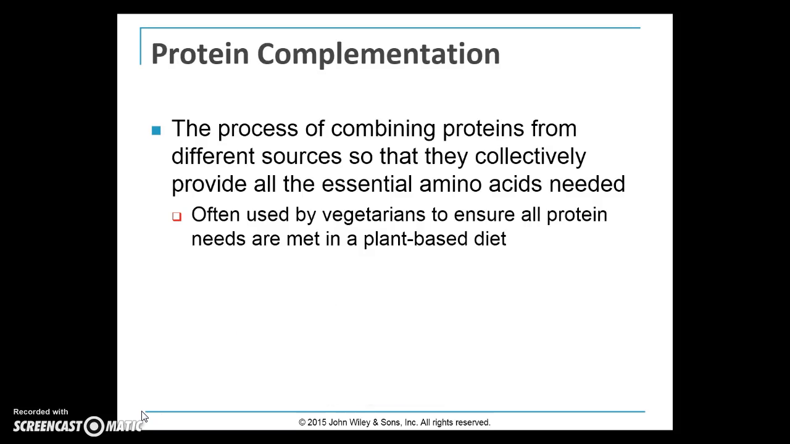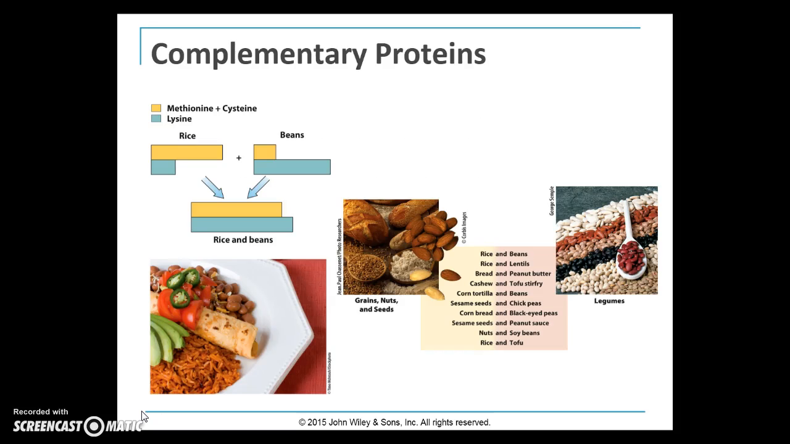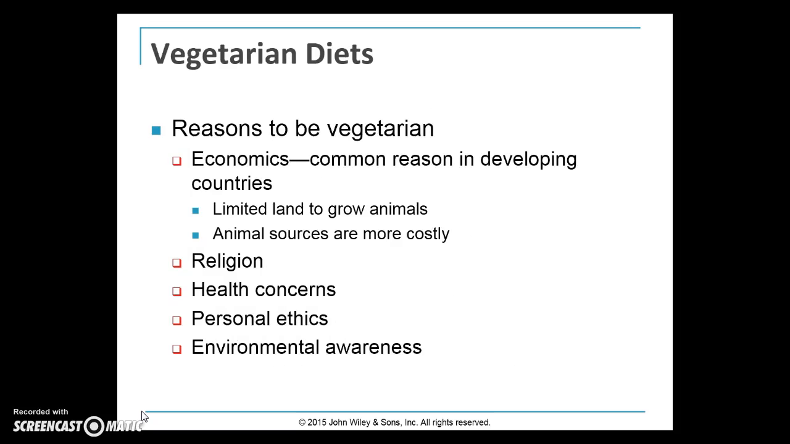Again, complementation, it's just mixing. It's how plant-based diets get all of their proteins by combining plant foods. Here's a picture of rice and beans, grains, nuts, and seeds, and how that's typically done.